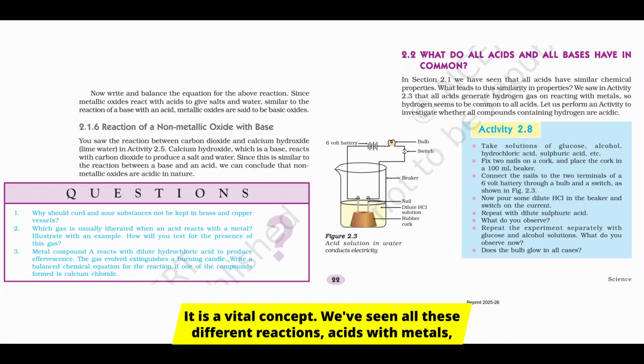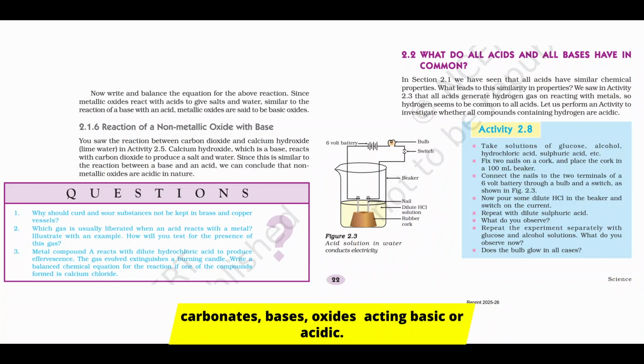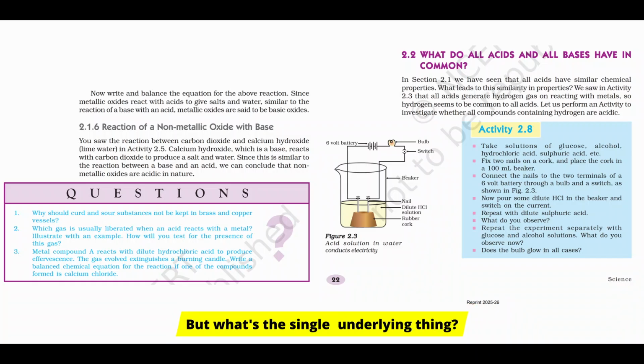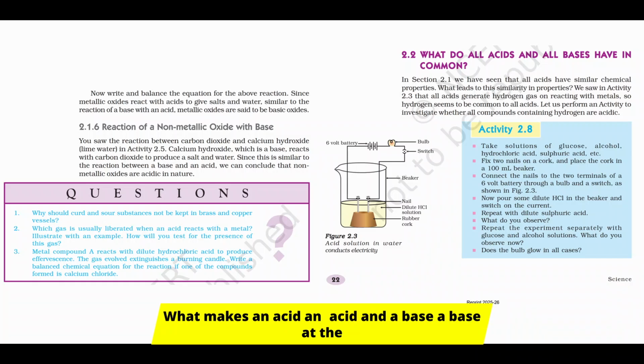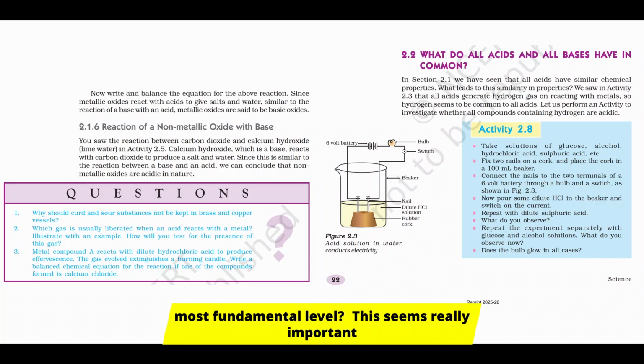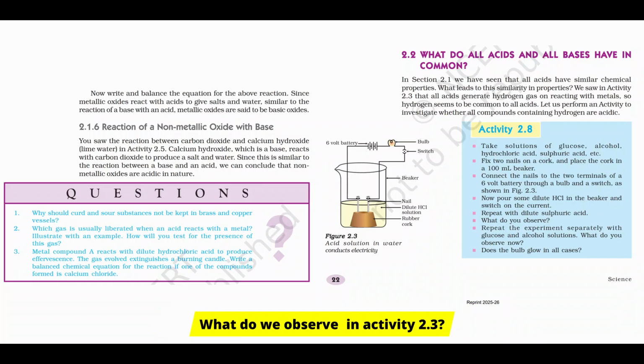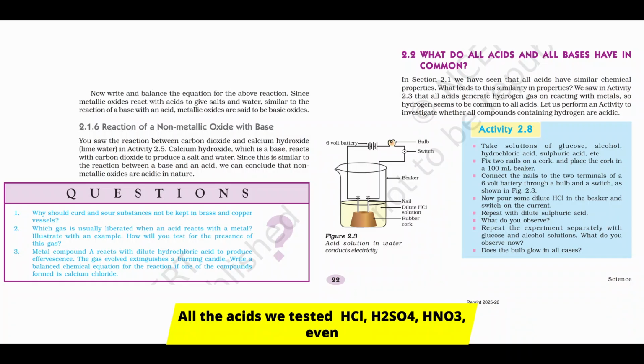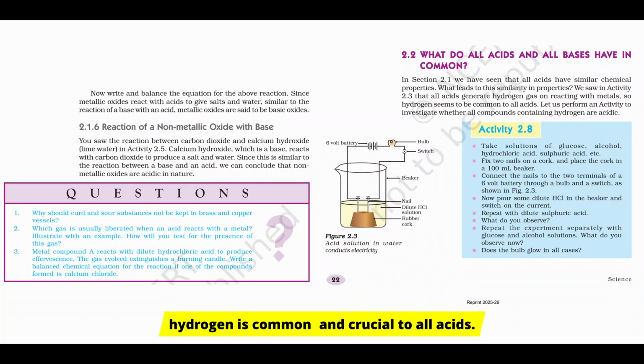This is a vital concept. We've seen all these different reactions, acids with metals, carbonates, bases, oxides acting basic or acidic. But what's the single underlying thing? What makes an acid and a base at the most fundamental level? This seems really important for deeper understanding. You're absolutely right. Getting to that common factor, the essence of acidity and basicity, is key. Let's start with acids. What did we observe in activity 2.3? All the acids we tested, HCl, H2SO4, HNO3, even CH3COOH, produced what gas when reacting with metals? Hydrogen gas, H2. Right. That strongly suggests hydrogen is common and crucial to all acids.